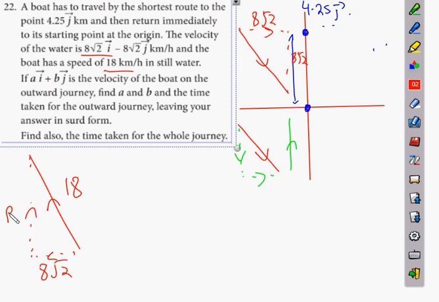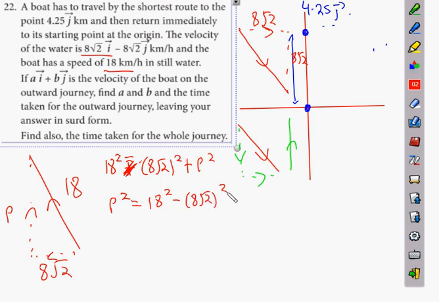So therefore 18 squared equals 8 root 2 squared plus P squared. So somebody can be on the calculator. P squared equals 18 squared minus 8 root 2 squared. Put that in and then square root the answer. What do you get? 14. Nice convenient number. So 14.